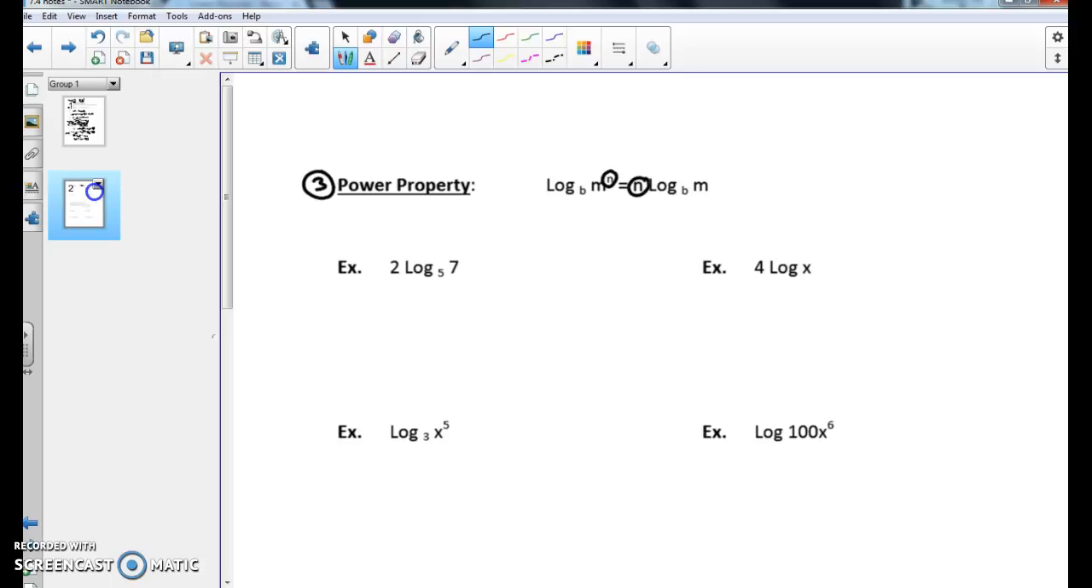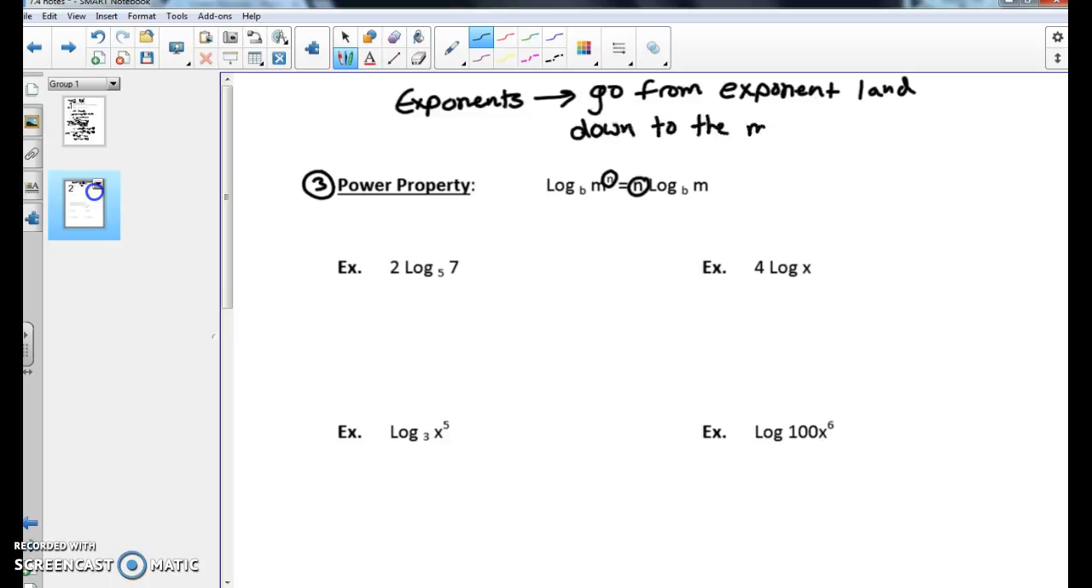What happens when you have logs is that exponents, and this is kind of the note I'm going to make, they go from exponent land, yeah, that's right, exponent land, down to the mainland, and vice versa. You could go from the mainland, if it's in front of a log, up to exponent land. All right, and that's exactly what this property is showing us here, which is kind of cool.